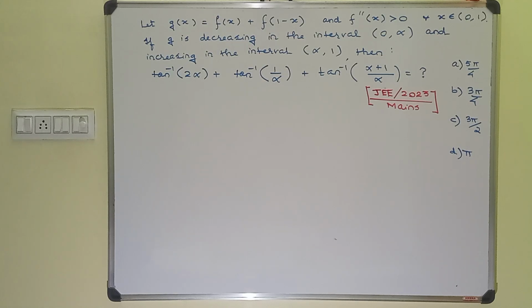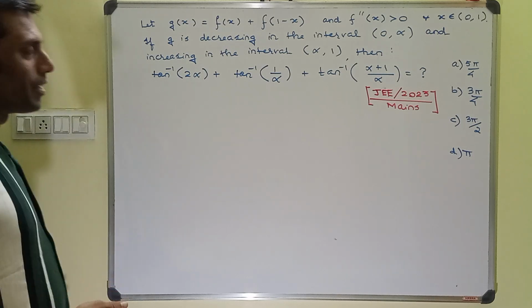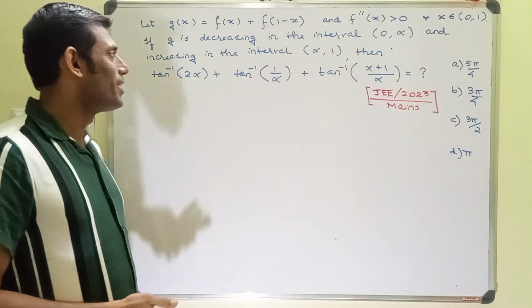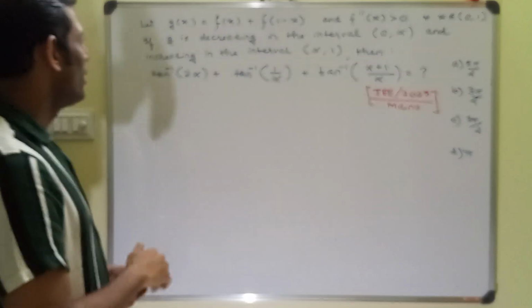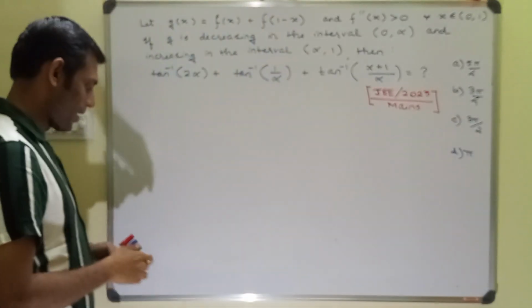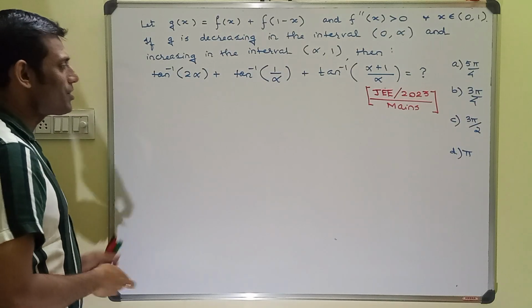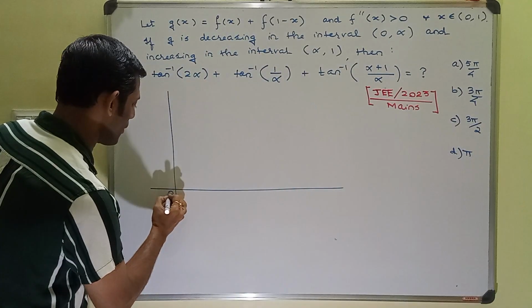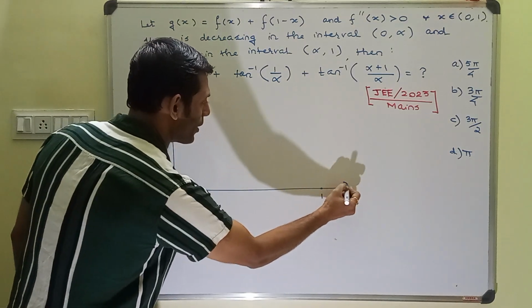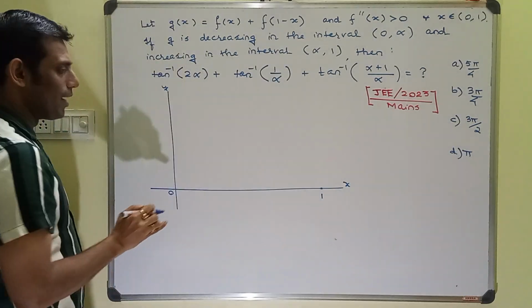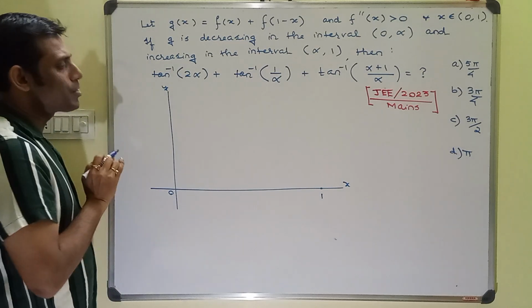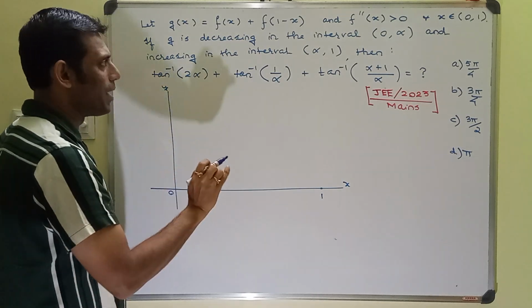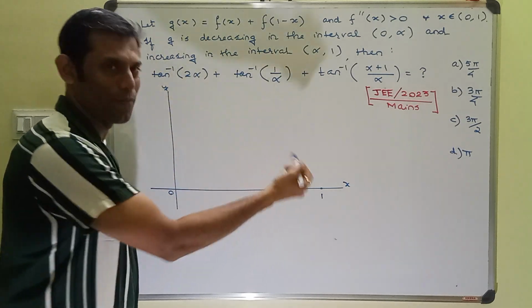This question has got all the ingredients which make a question interesting. Now see how. Your g of x is equal to f of x plus f of 1 minus x. Let us take the domain from 0 till 1. And now let us split this into parts of 0 to alpha and alpha to 1.